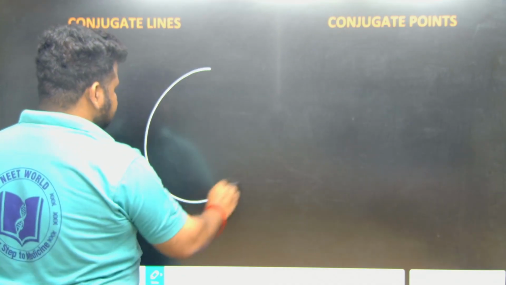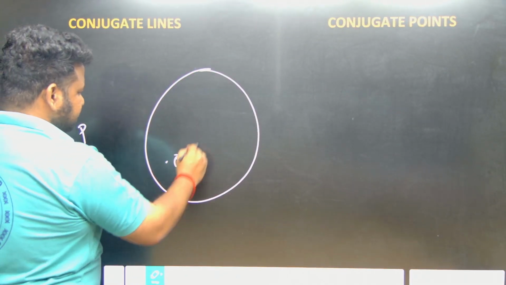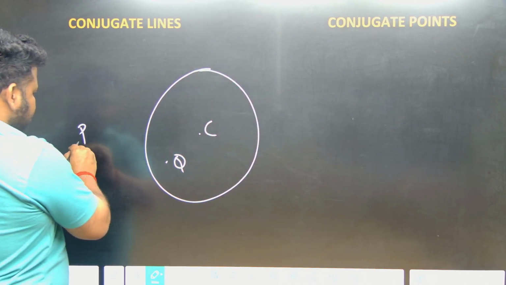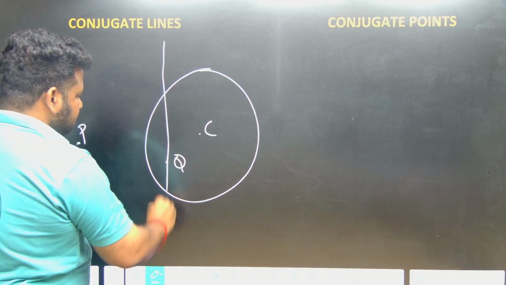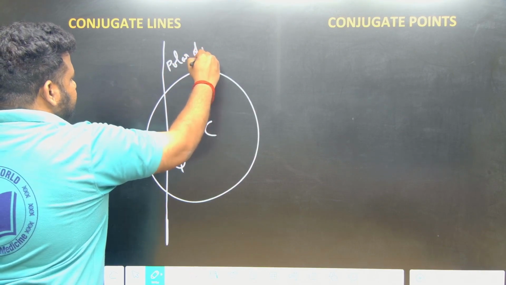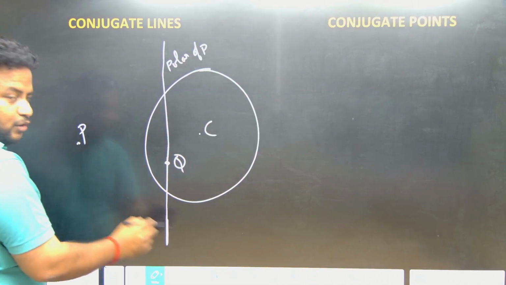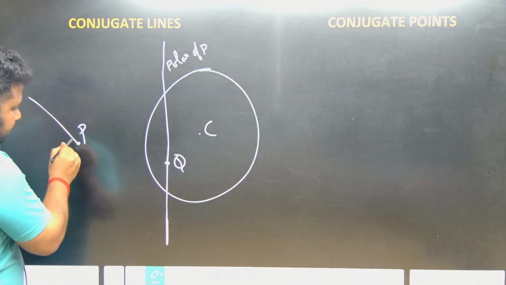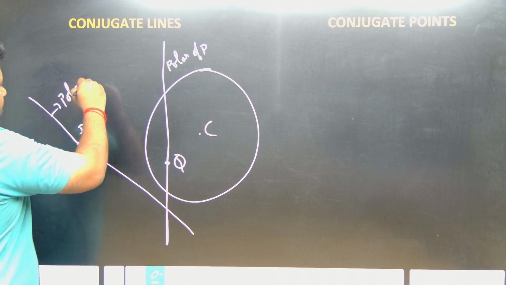Suppose we are having a circle here, there is a point P and there is a point Q inside the circle, this is the center. So this is the pole. For this pole P, the polar will pass through point Q. The polar of P will pass through point Q. For this point Q, the polar will pass through point P. This straight line is the polar of Q.